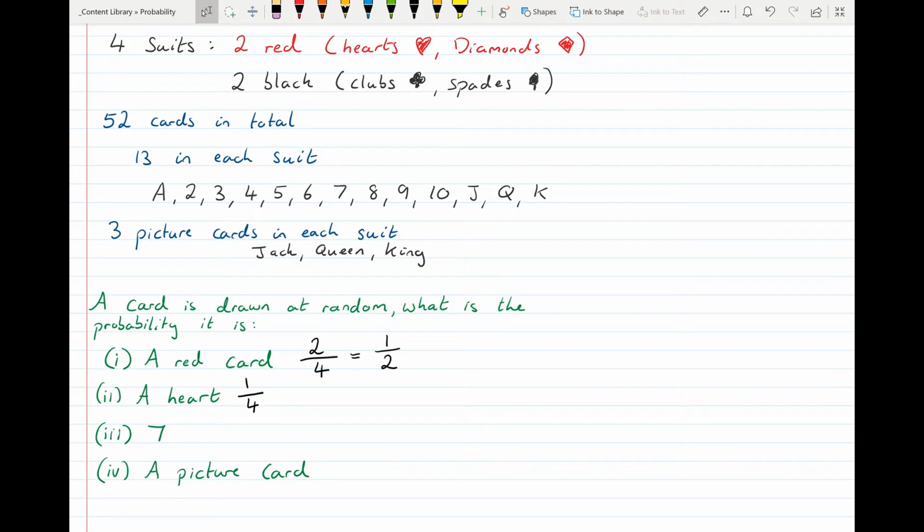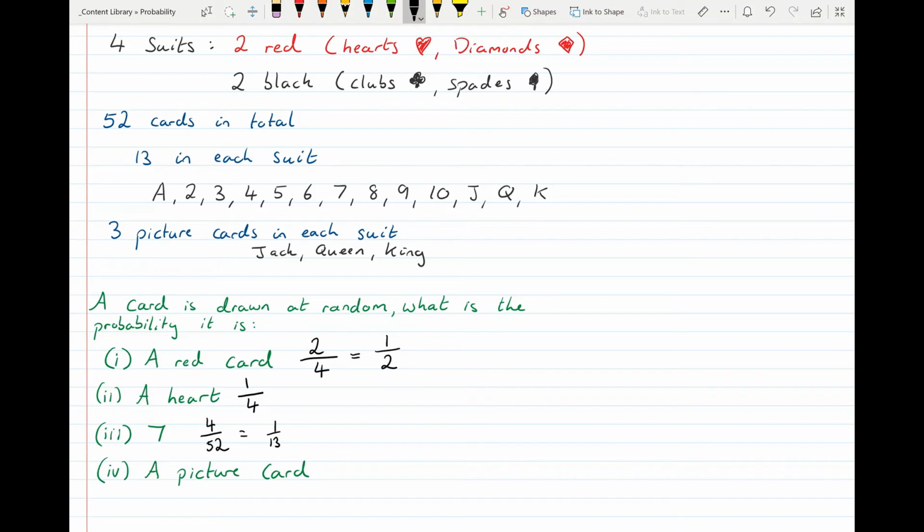The probability that it's a 7. There are 52 cards in the deck altogether, so it's going to be out of 52. And there are 4 sevens. There's the 7 of diamonds, the 7 of hearts, the 7 of clubs, and the 7 of spades. So there's 4 out of 52. The probability it's a 7, and that can simplify to 1 over 13.